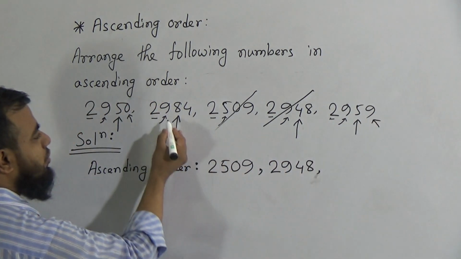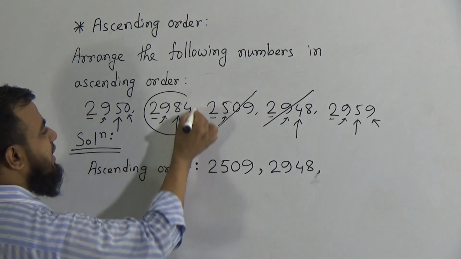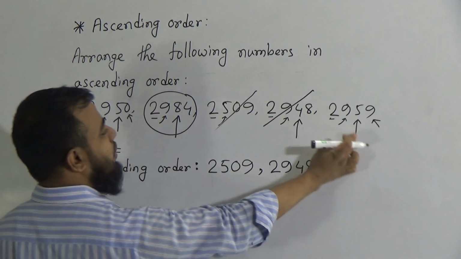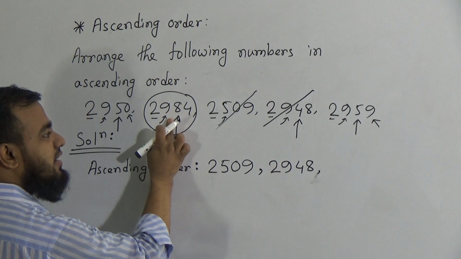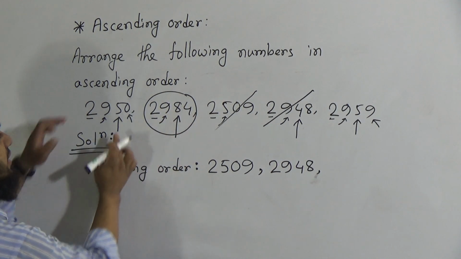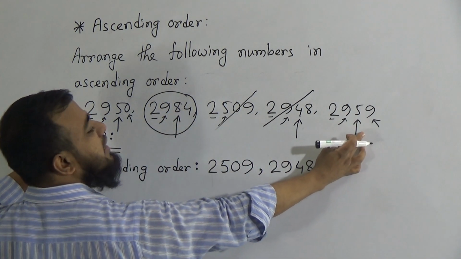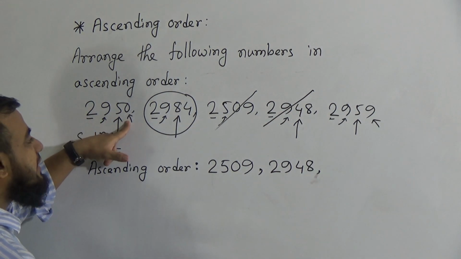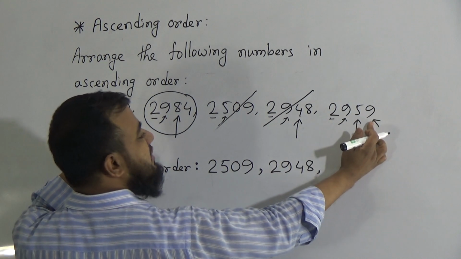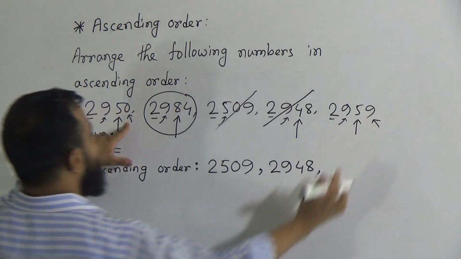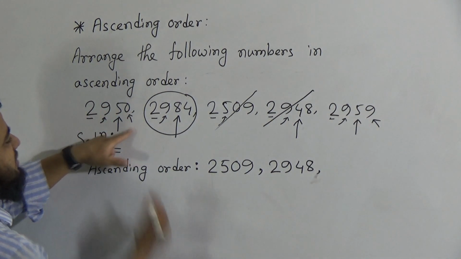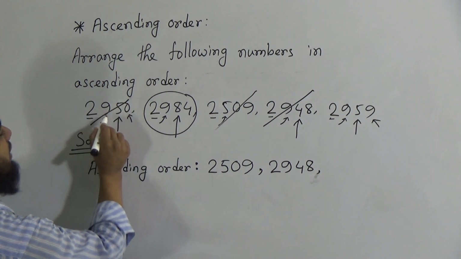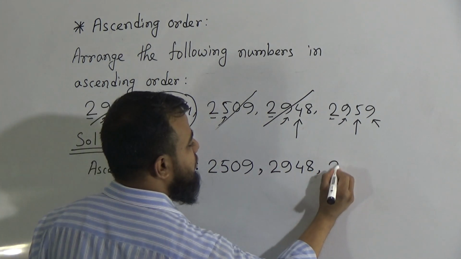We don't need to go to the ones place for this number because this number is greater than these 2, because this number has 8 in the tens place. That's why we will consider only this number and this number, because these 2 numbers have 5 in the tens place. Now go to the ones place. This number has 0 in the ones place and this number has 9. That means between these 2, 0 is the smallest. So our next smallest number is this one. So 2950 will be our next number.